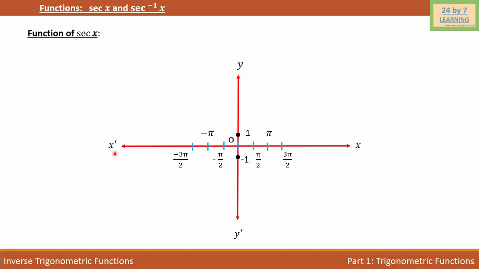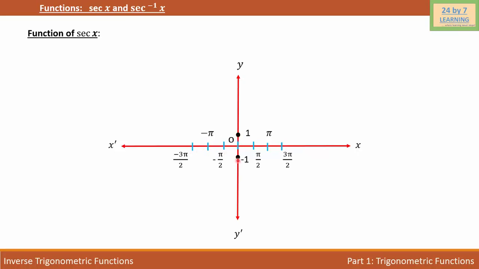The values that I'm considering on the x-axis are pi over 2, pi, 3 pi over 2 on the right side of origin, and on the left side of origin I'm considering negative pi over 2, negative pi, and negative 3 pi over 2. The values that I'm considering on the y-axis are 1 and negative 1.